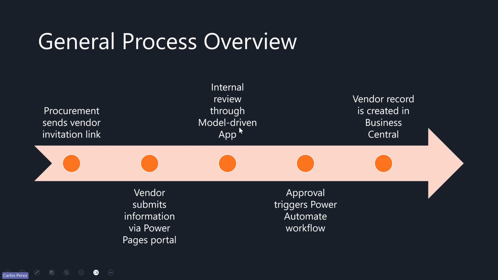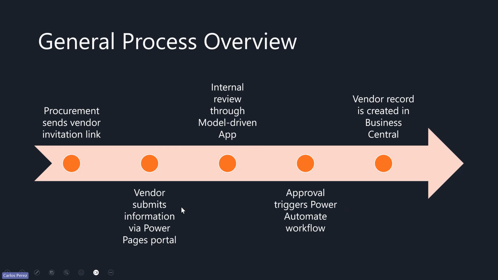The other element is that an approval workflow is supported, where more than one individual inside the organization can participate in the process. And then once the vendor has been reviewed and properly vetted, you can just click a button, and that is going to send that record and the documentation related to the record into Business Central.